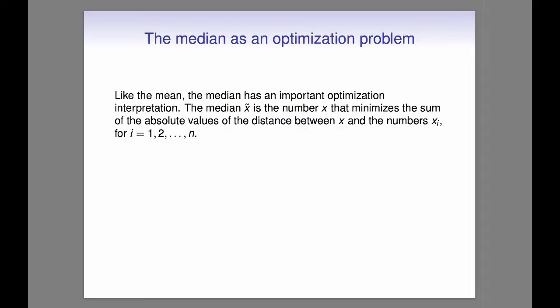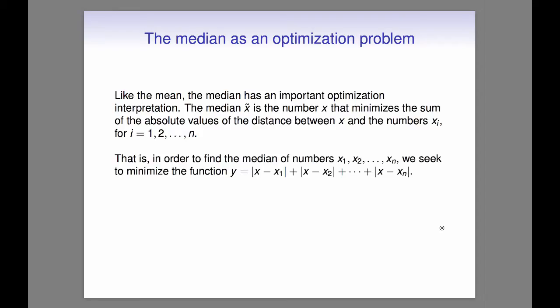Now we've seen that the mean can be written as an optimization problem, and the median can also be written as an optimization problem. The median, which we'll denote x tilde, whereas previously the mean was x bar, the median x tilde is the special number x that minimizes the sum of the absolute values of the distances between x and the numbers xi. So the mean was minimize the sum of the squares. The median minimizes the sum of the absolute values. That is, if the numbers are x1 up to xn, and we look for the number x such that the sum of the absolute values of the differences is minimized.